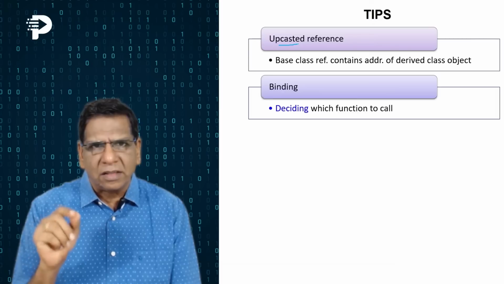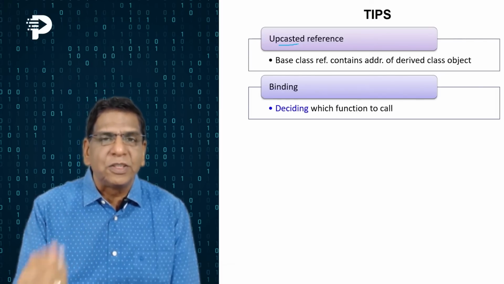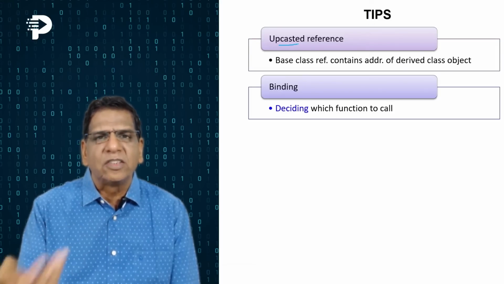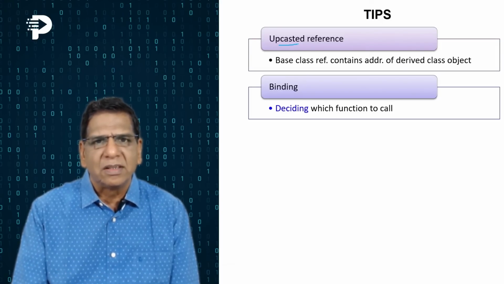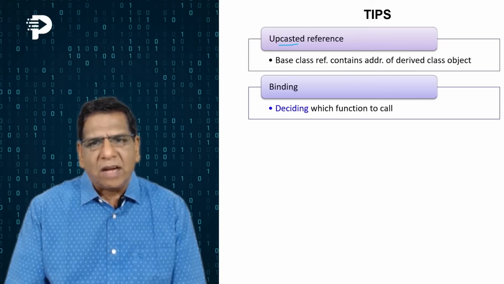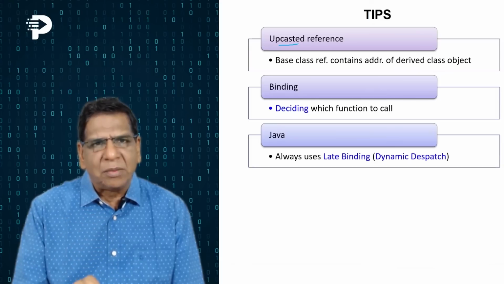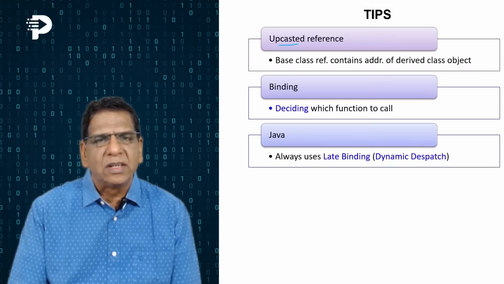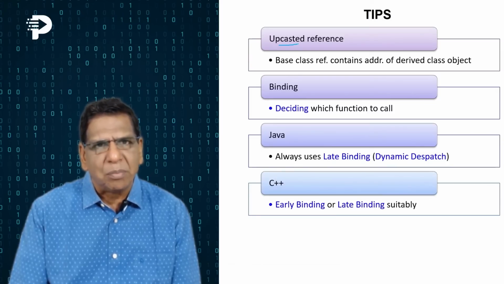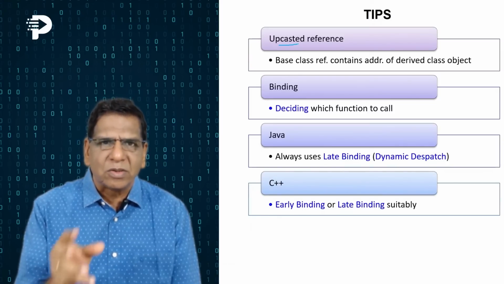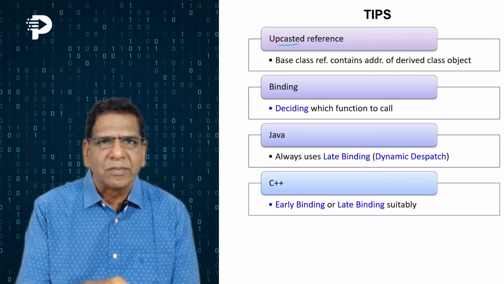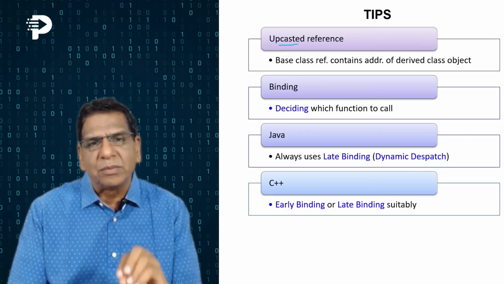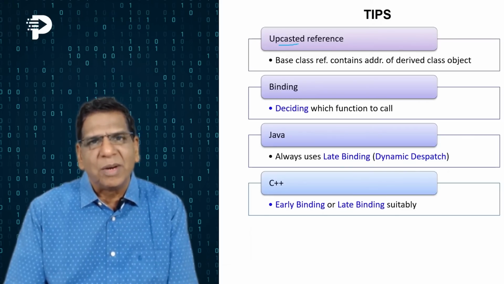Then there is a concept known as binding, which decides which function to call. Either binding or dispatch mechanism, that's one and the same thing. In Java, this binding is always done dynamically, that is at runtime, whereas in C++ you can also do it statically, that is at compile time. That is why C++ also offers you early binding apart from late binding. Now the question comes as to why Java doesn't let you do early binding.